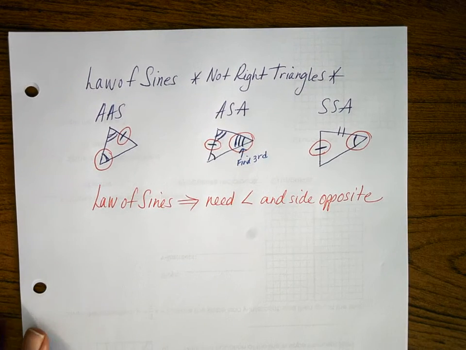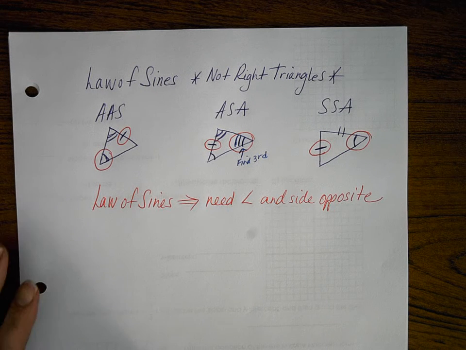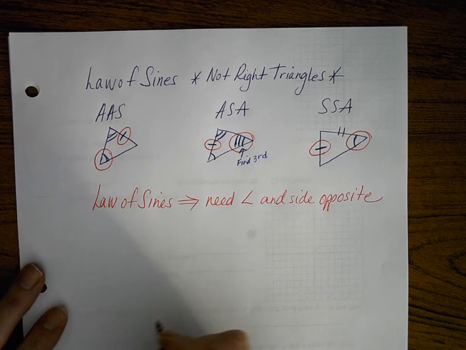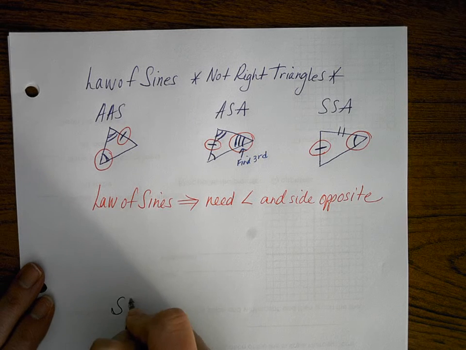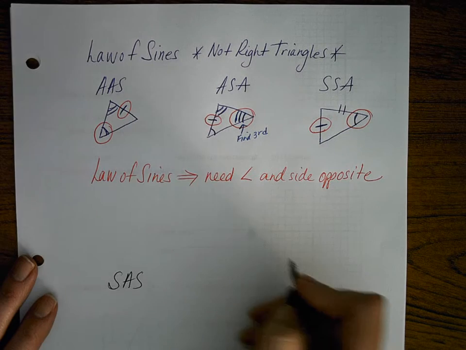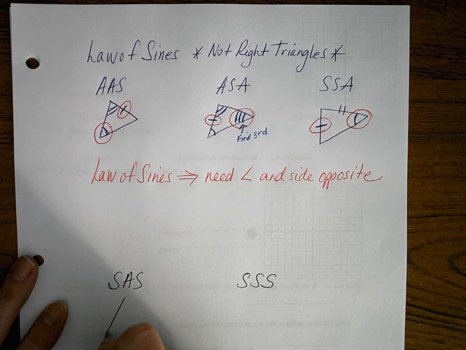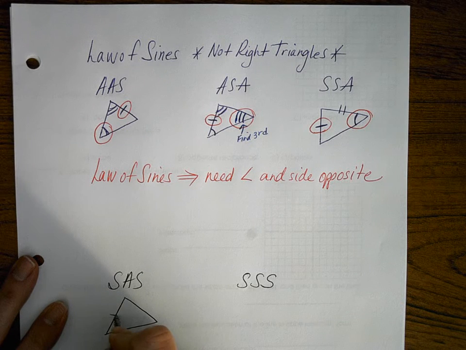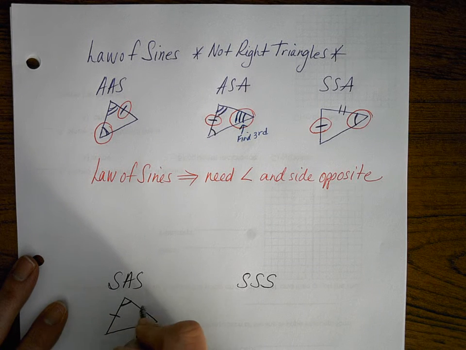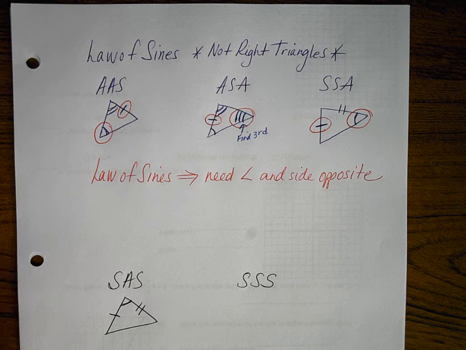Okay, now there are two other situations that we need to have a discussion about today: side, angle, side, and side, side, side. Okay, let's look at side, angle, side. I got a side, then I have an angle, and then I have another side. Is this going to work for law of sines? Why not? There's not one pair.